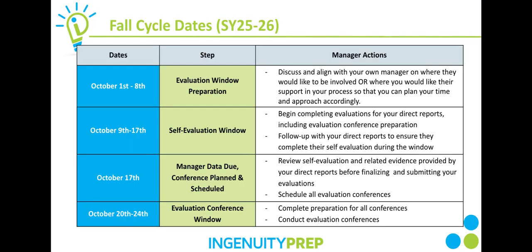Here is the timeline for this year's fall cycle. Step one happens at the very beginning of October, the week before the self-evaluation window opens. The self-evaluation window runs from October 9th through the 17th, and manager data is due, and conferences must be scheduled by the last day of that window. Finally, evaluation conferences should take place between October 20th and 24th.